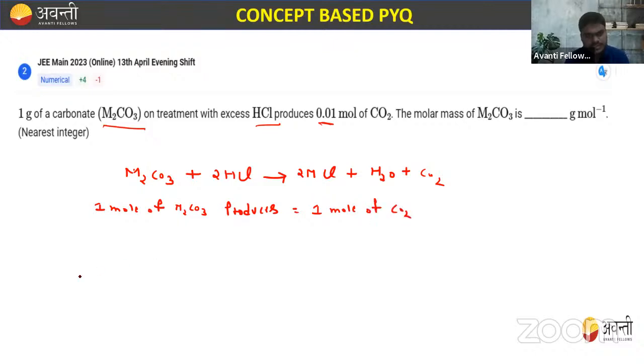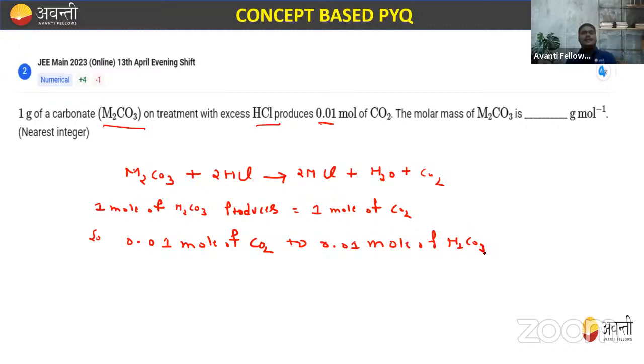1 mole of CO2. So 0.01 mole of CO2 present how much? Because in this question they asked 0.01 mole of CO2. So 1 mole of M2CO3 produces 1 mole of CO2. So we can say that 0.01 mole of CO2 corresponds to 0.01 mole of M2CO3.